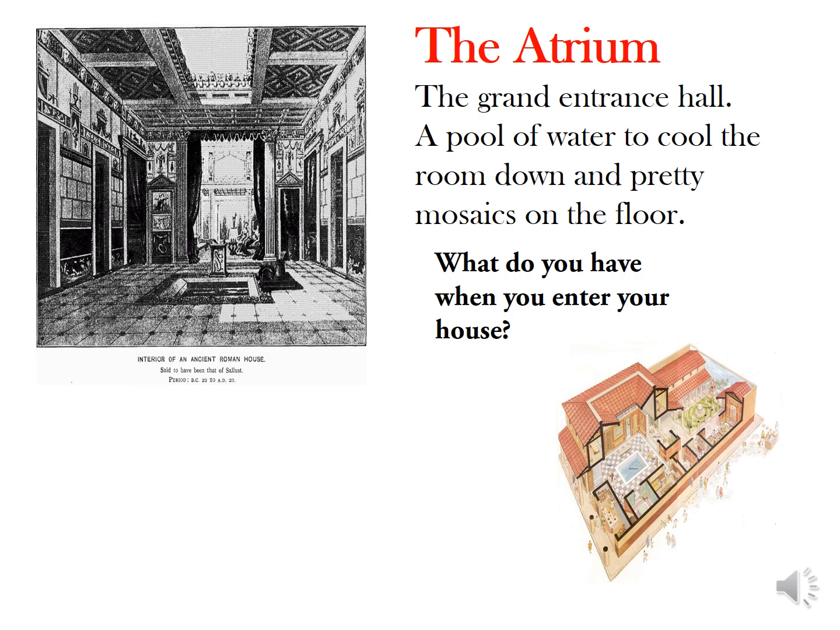So first of all, we have the atrium. The atrium is the grand entrance hall. In the grand entrance hall, in the atrium, there is a pool of water to cool the room down and pretty mosaics on the floor. So remember, we looked at mosaics at the start of the lesson. What do you have when you enter your house? I certainly don't have a pool of water. I don't even have a mosaic, even though I would like one. So make sure you label that, please. So the atrium is when you walk straight into the home.